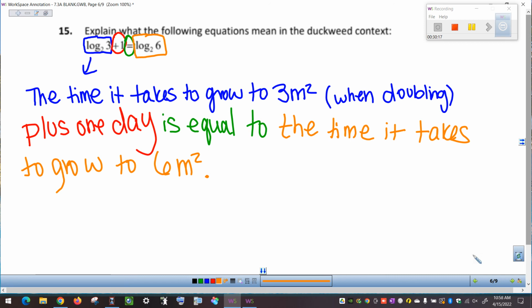So when we go back to the start of this sentence, if we were to read the whole thing through, does this make sense that the time it takes to grow to a size of 3 plus 1 day is equal to the time it takes to grow to a size of 6? Would that be correct? Yeah, it should, because we know every day forward means that the area is going to double. So if we add 1 day, that area should multiply by 2, which is exactly what's happening here in this statement.